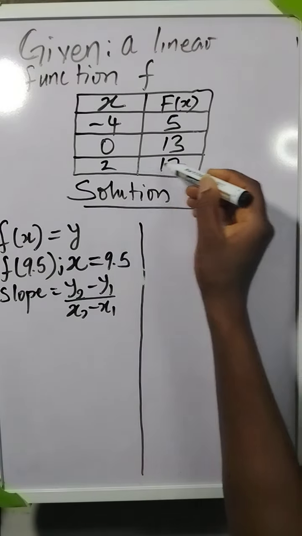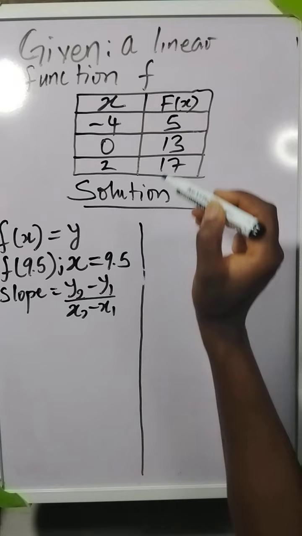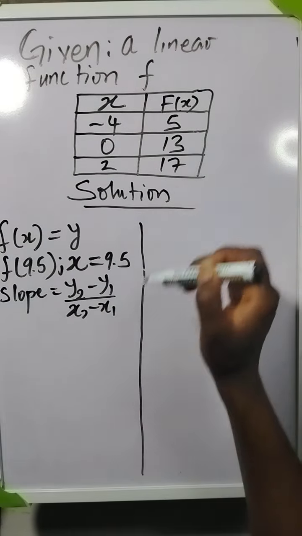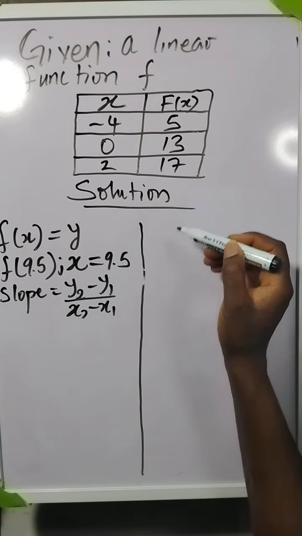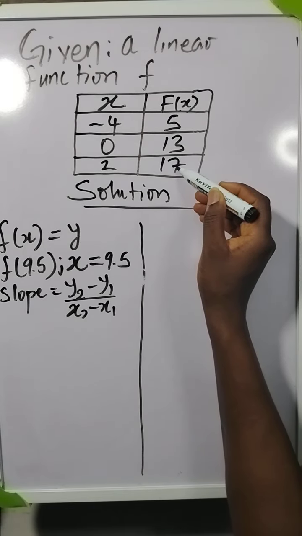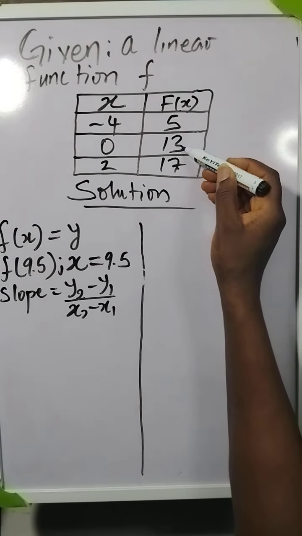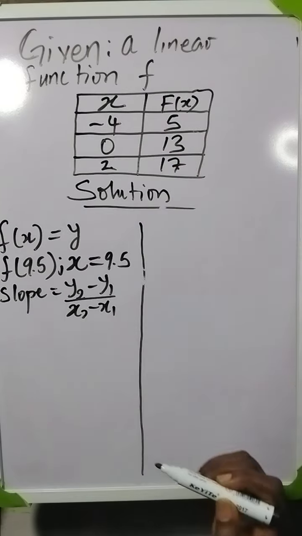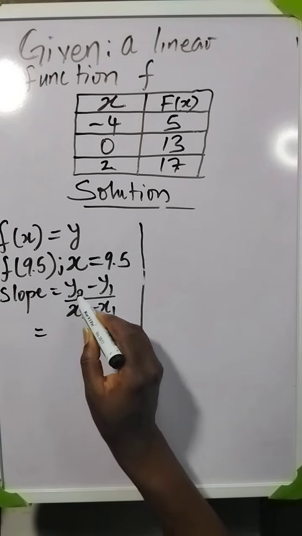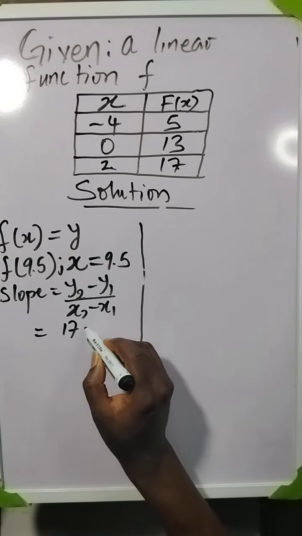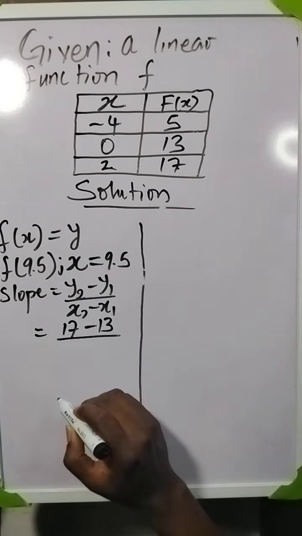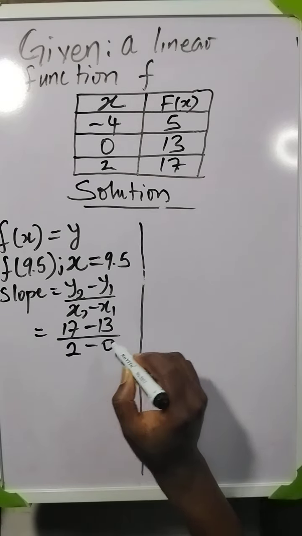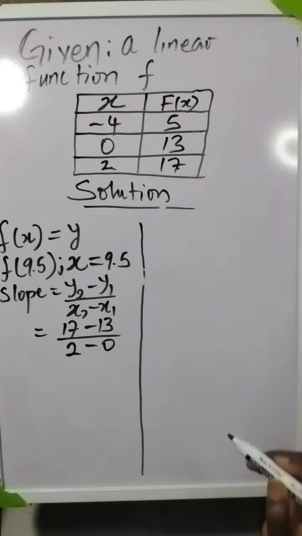Now, on the Cartesian plane, this is the x coordinate, this is the y coordinate. So if I pick this as my point 2, I'm going to pick this as my point 1, so I'm going to substitute in this value. So my y2 will be this 17, and my y1 will be this 13. My x2 will be 2, my x1 will be 0. So if I substitute that, y2 is 17 minus 13 all over 2 minus 0. If you also use any of these points, you will get the same thing.